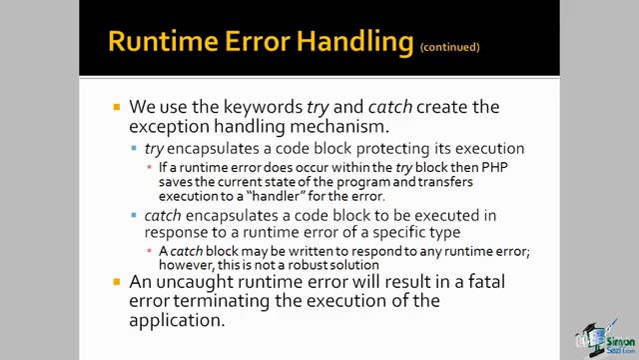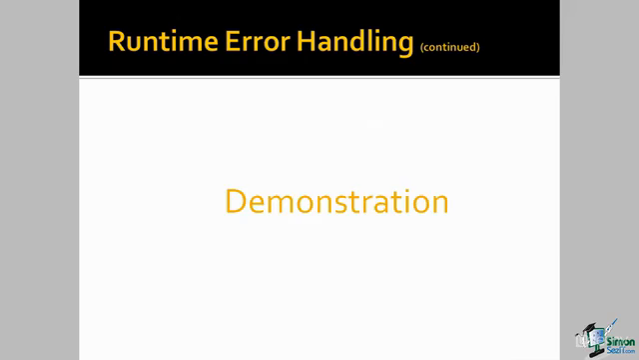A catch block can be written to respond to any type of runtime error, and the response can be any legitimate PHP code, so that we can be reactive to runtime errors in our code, protect the state of the application, and recover from these errors so as not to affect the user experience. In general, an uncaught exception, an uncaught runtime error, will result in a fatal error and the application will terminate. So let's go look at an example.